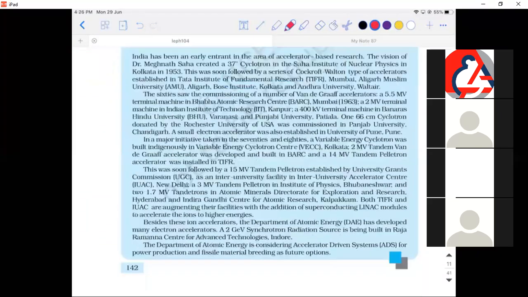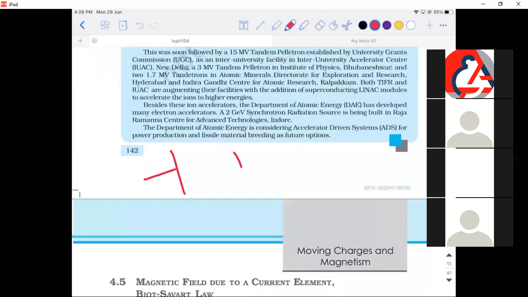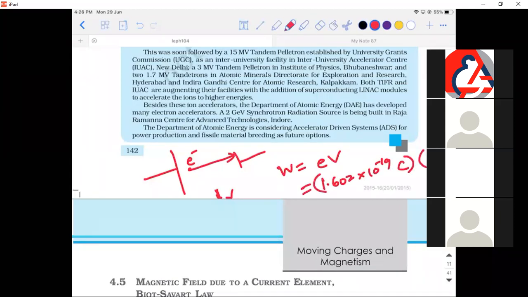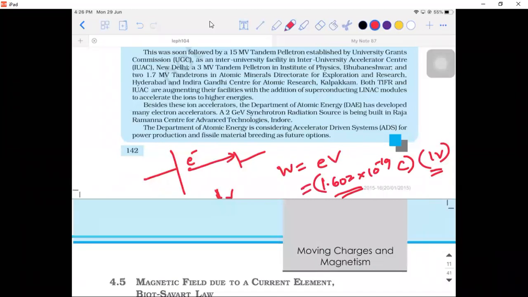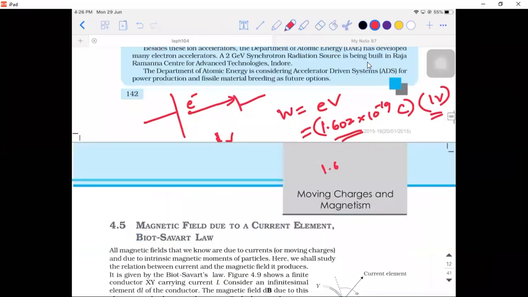So if I have a potential difference of 1 volt, I have 1 electron in hand. So how much work is being done? Work done is equal to E into V. But what is the charge of an electron? It is 1.602 into 10 power minus 19 coulomb into how many volts you are moving across? 1 volt. So 1.602 into 10 power minus 19 into 1 is going to give me 1.602 into 10 power minus 19. This is a very, very important concept for the 13th chapter.